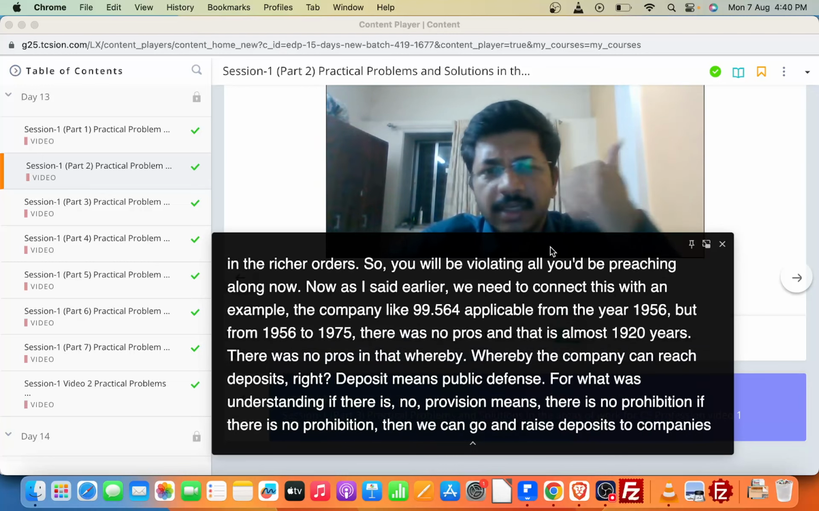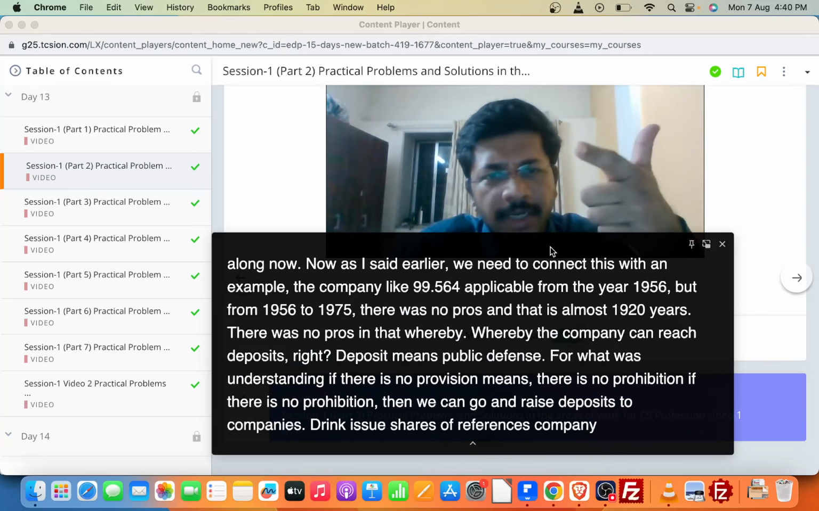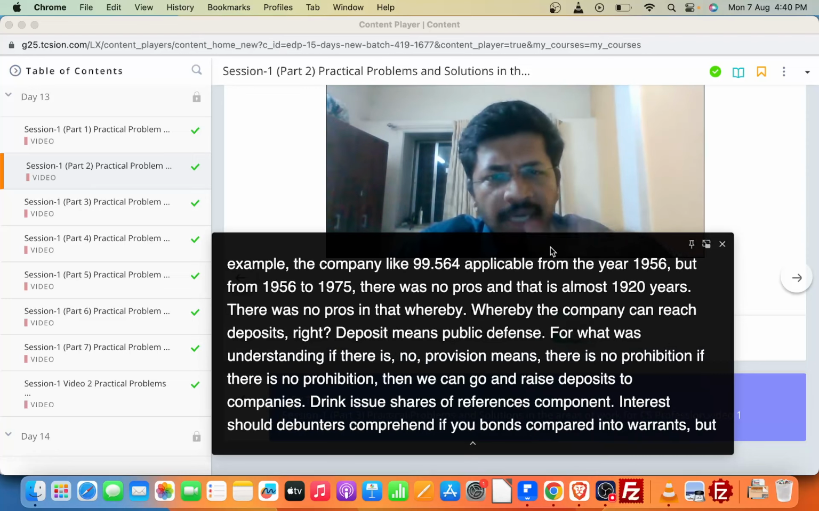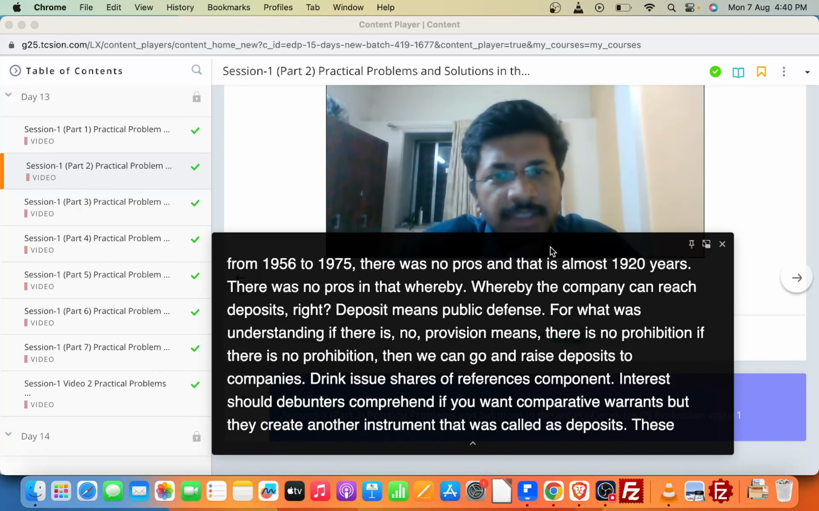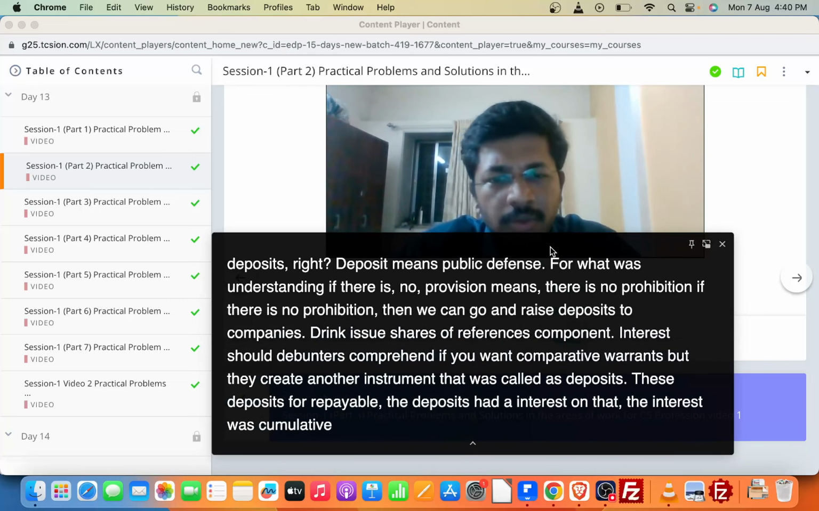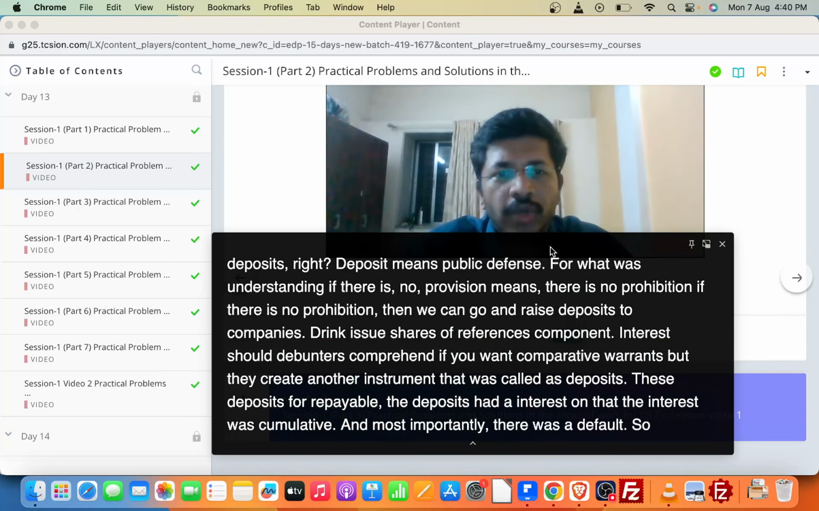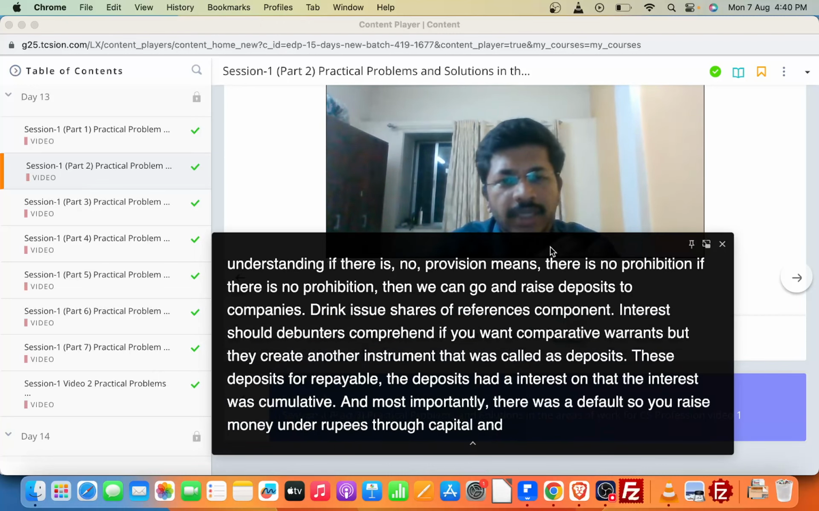So companies didn't issue shares, equity shares or preference shares. Company didn't issue debentures. Company didn't issue bonds. Company didn't issue warrants. But they created another instrument that was called deposits. These deposits were repayable. The deposits had an interest on that. The interest was cumulative. And most importantly, there was a default. So you raise 100 rupees through capital and you raise 600 rupees through deposit.